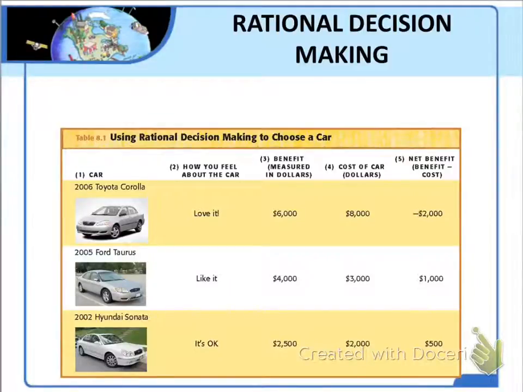That tells us that either choice, in this case, the net benefit of the Ford Taurus being $1,000 and the net benefit of the Hyundai Sonata being $500, would make you better off than not buying a car because they're positive. But which choice is best? A rational decision maker will make the choice that gives them the greatest net benefit. The Ford has a net benefit of $1,000, while the Hyundai has a net benefit of $500. So the best choice is the Ford.